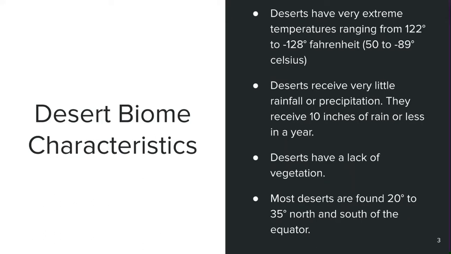These are the desert biome characteristics. Deserts have very extreme temperatures ranging from 122 to negative 128 Fahrenheit, or colder than your freezer. Deserts receive very little rain, and they can receive less than 10 inches of rain in less than a year. Deserts have a lack of vegetation because they don't have much water to grow plants. Deserts also are found mostly 20 to 35 degrees north and south of the equator.